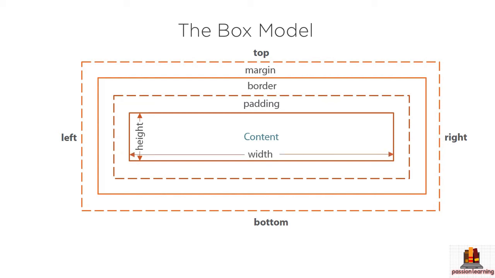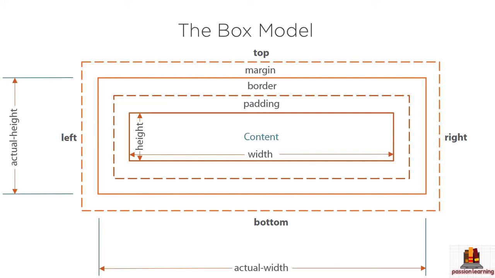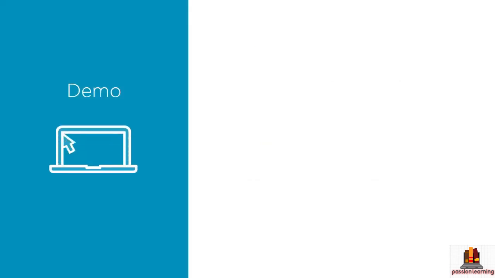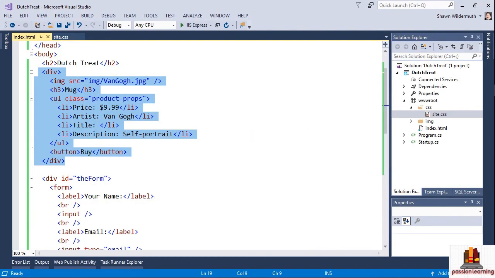And then when we think about the properties of height and width, they're just the content. They don't include any of this other stuff. But when we talk about actual width and actual height, it takes everything but the margin into account. So the actual height is the height plus the padding plus the size of the border. The actual width is the width of the content plus the size of the padding and the size of the border. The margin in the top, left, and bottom aren't taken into account when we look at the actual height and width of an element. Let's see this in practice.